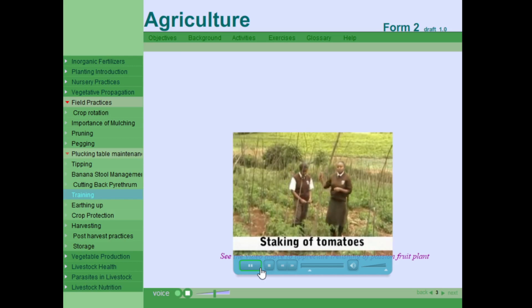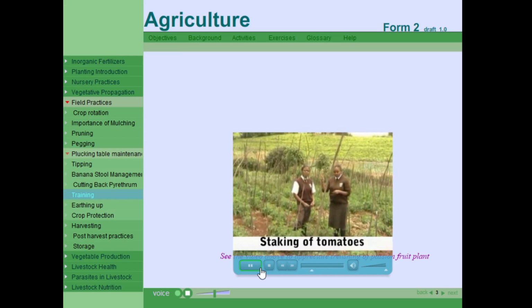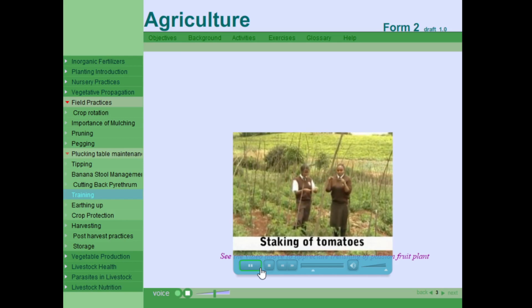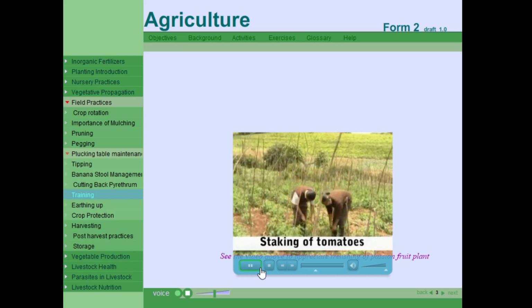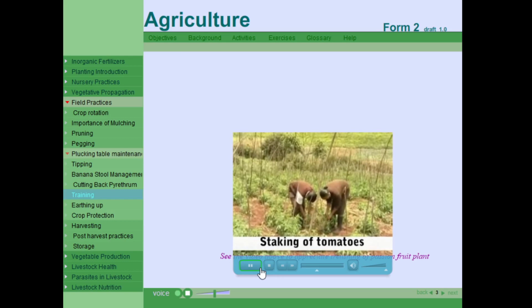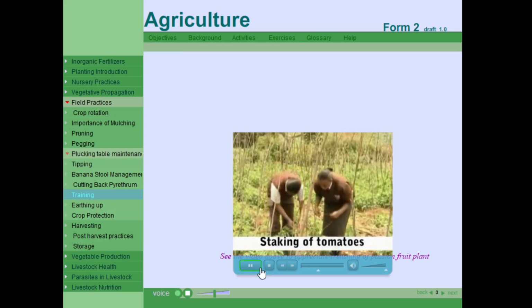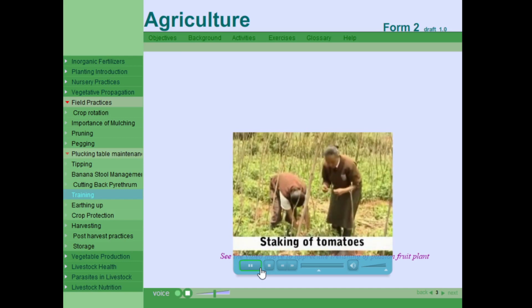First of all, you need to erect a 2 meter stick. The stick should be thin and strong. Then you are going to use a fiber string. This is the procedure. And then you tie it around the stem. Ensure that you have tied the strings around all the stems in the tomato plant.